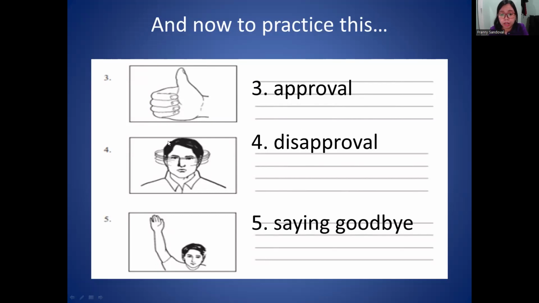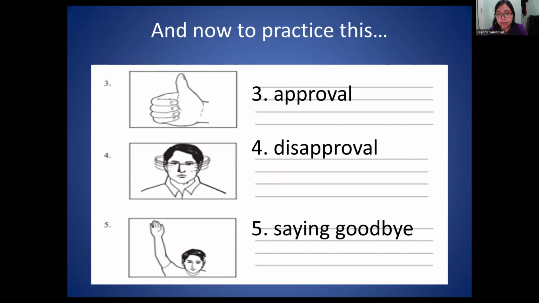Number 4, head movement, shaking of head, shows disapproval. Number 5, hand gesture, raising your hand, saying goodbye. So I hope you got perfect score for that. Okay, congratulations. That means you learned a lot today.